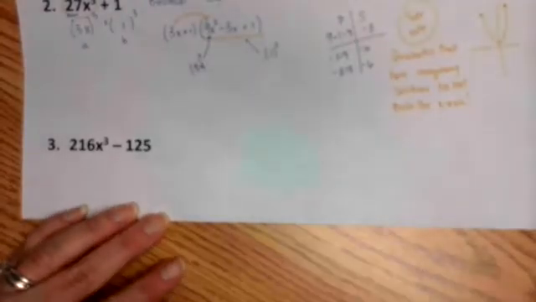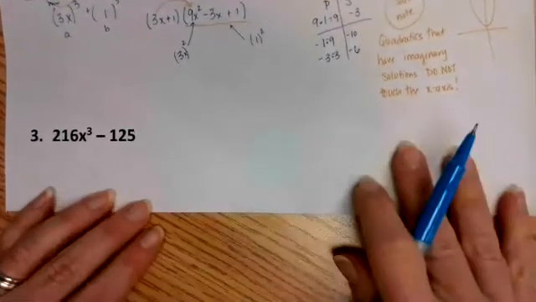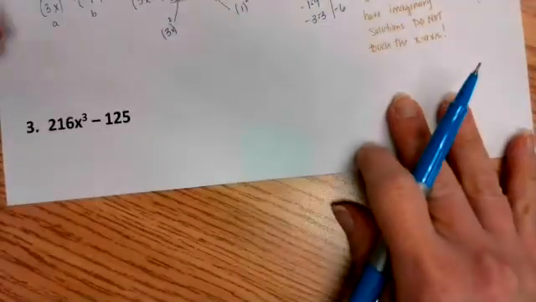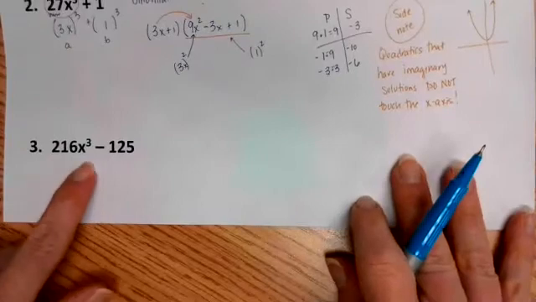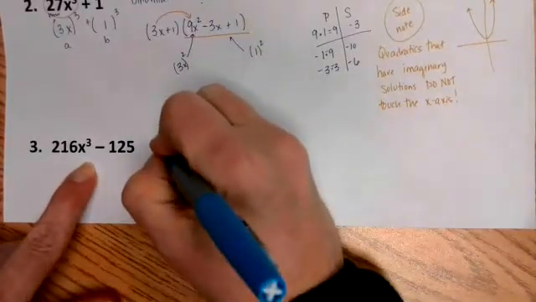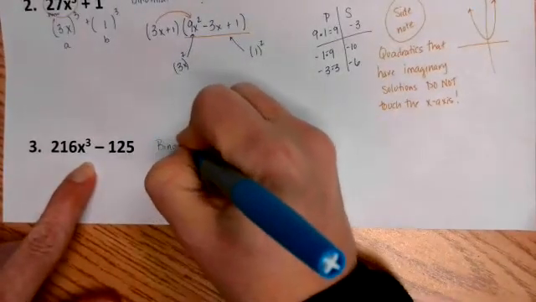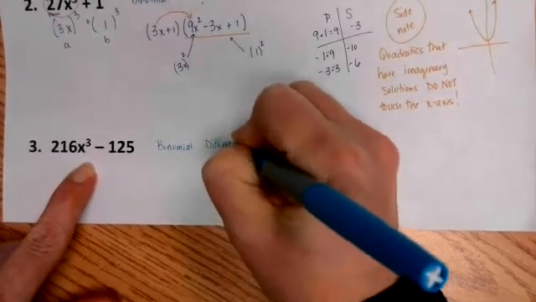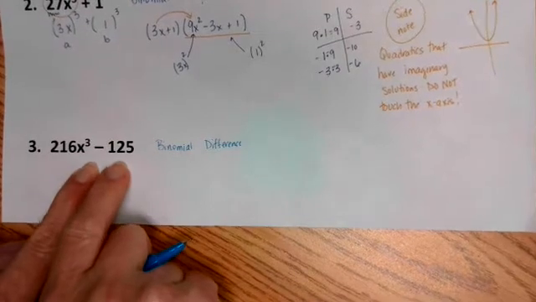Looking at problem number 3 here. I'm going to look for a greatest common factor. So 216 is a pretty large number. 125 is 2, but my x is cubed, so it's a binomial. It's a difference. Will anything go into 216 and 125?